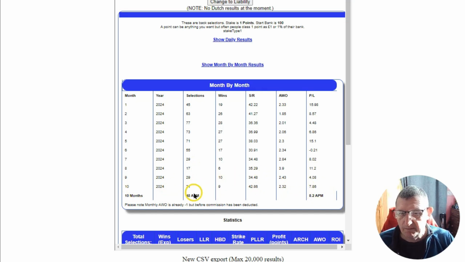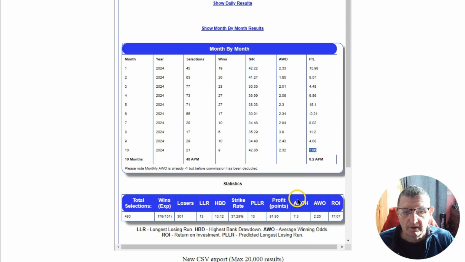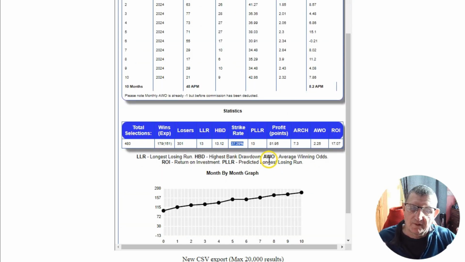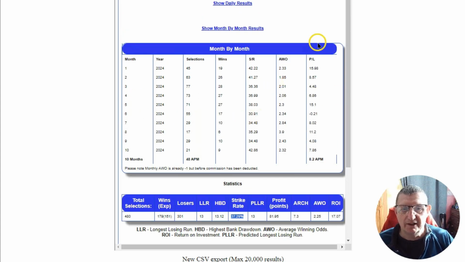We're halfway through this month, and we've done 21 selections already, made 7.86 points in profit so far this month. So if you were doing this naturally, and I just show it as 1 point, win or lose, okay? This is a back system, so if you put £1 on and you lose, you lose £1. If it wins, then you make your stake times whatever the winning odds are.